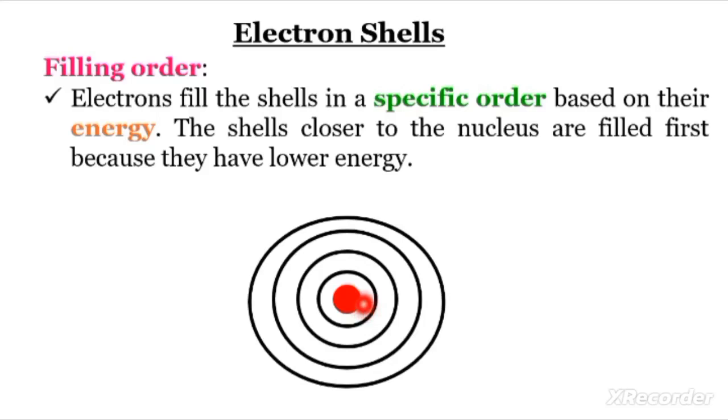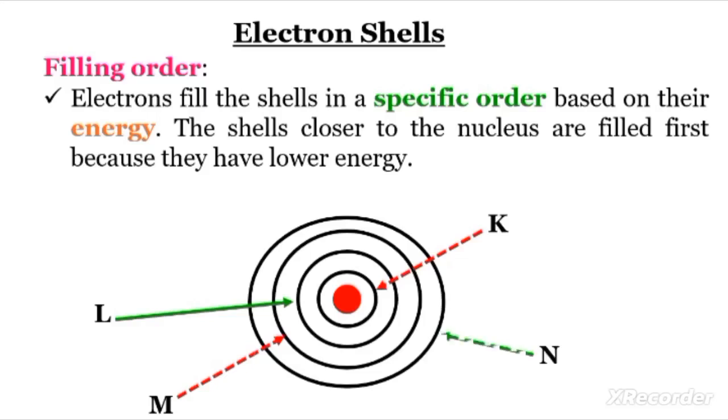So therefore, this one is close to the nucleus, as stated here. The shells close to the nucleus are filled first because they have lower energy. Okay, so we labeled these shells. The first shell is K, the second shell is L, the third shell is M, and the fourth shell is N.